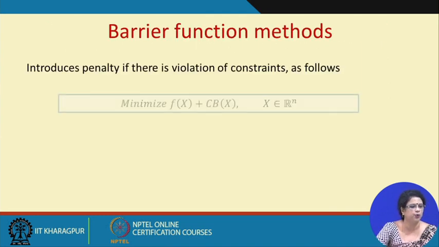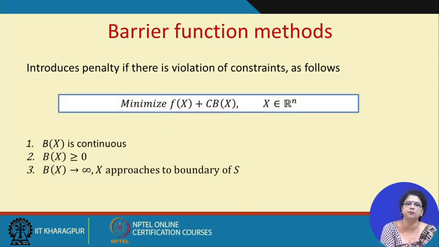Now, if you ask me what the property of B(x) is, I should mention the same as in the exterior penalty function method: the barrier function must be positive throughout, and the barrier function is continuous since g(x) is continuous. B(x) is a function of g(x). That is why B(x) is continuous, B(x) is positive, and B(x) tends to infinity as x approaches the boundary of S. S is the feasible region.